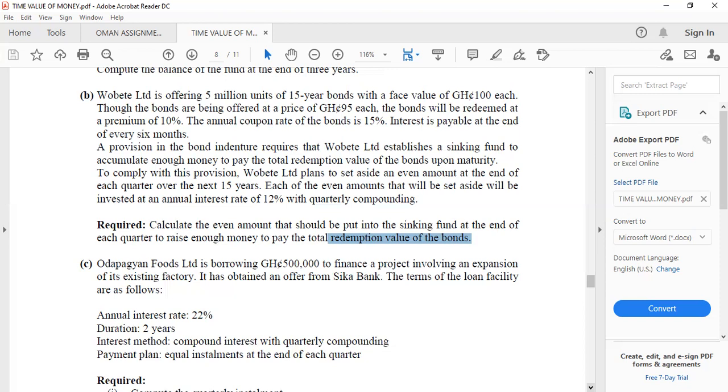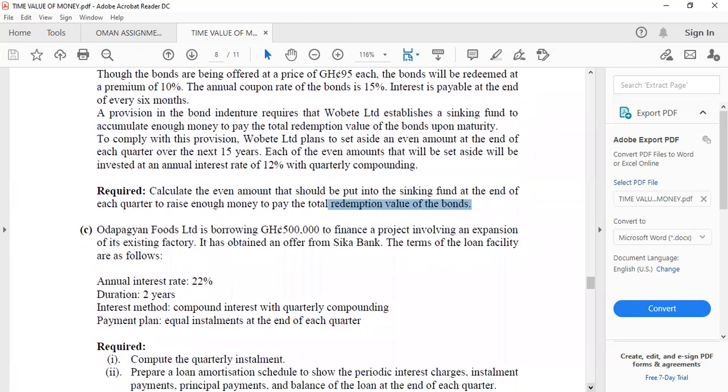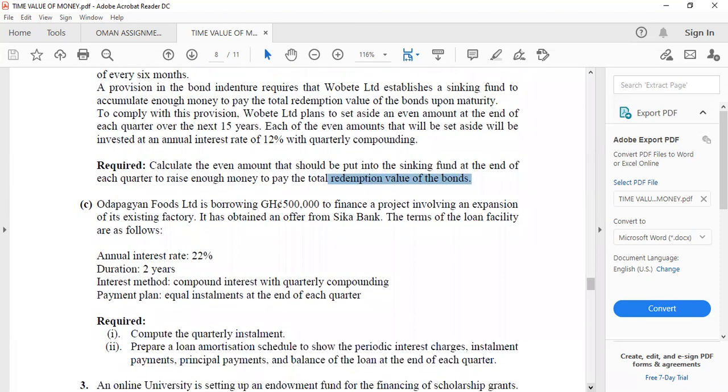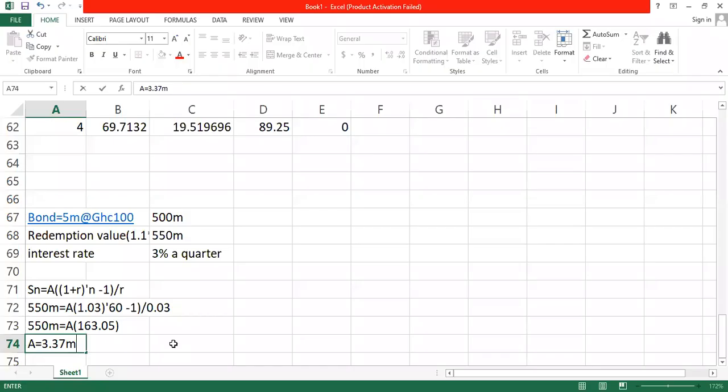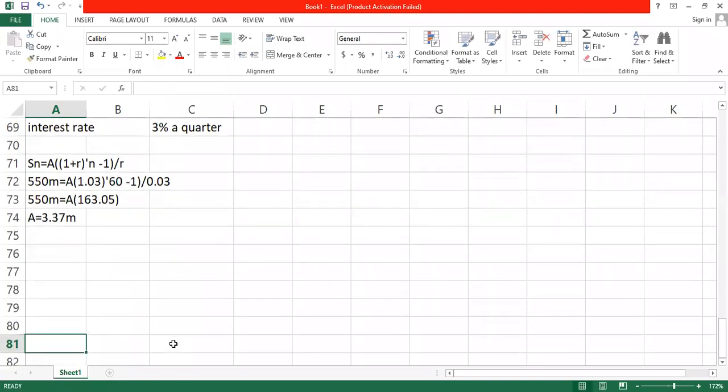Okay, let's move on. The question is: compute the quarterly installments. Prepare a loan amortization schedule to show the periodic interest charges, installment payments, principal payments, and balance on the loan at the end of each quarter. So let's look at that question. That is also a past question.